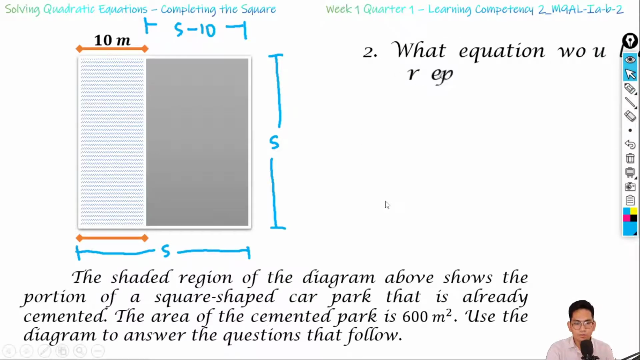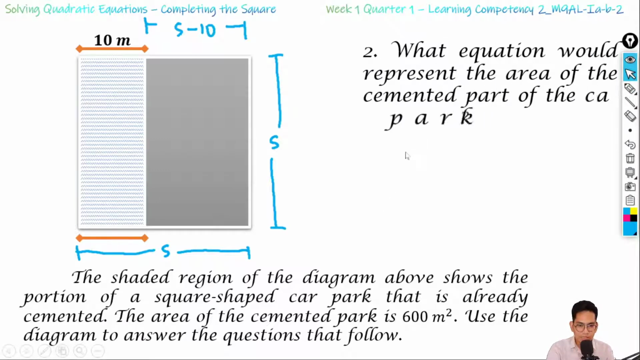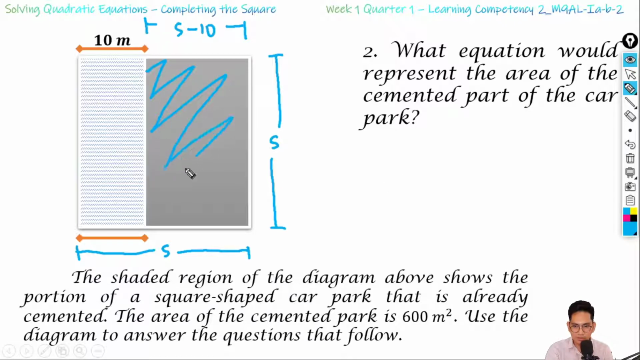Question number 2. What equation would represent the area of the cemented part of the car park? This is the cemented portion of the car park, and we are looking for the equation that would represent this area. This is now a rectangle, therefore we have A, or the area, is equal to length times width.